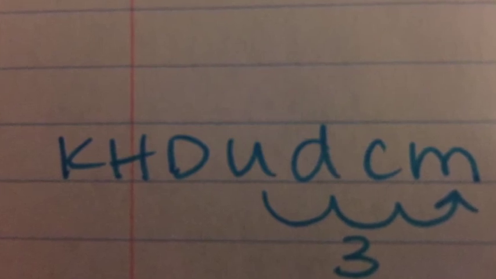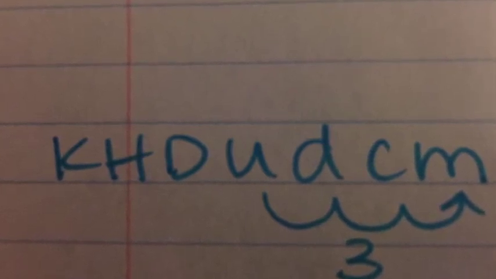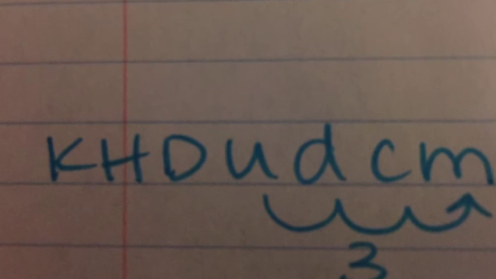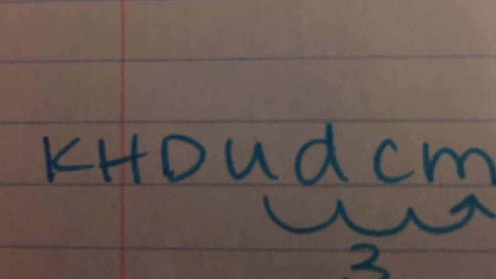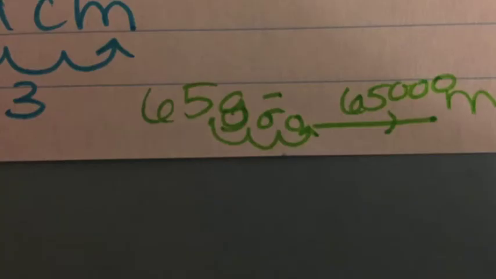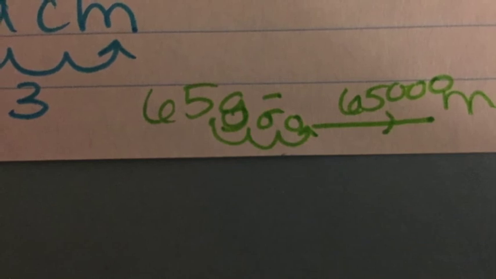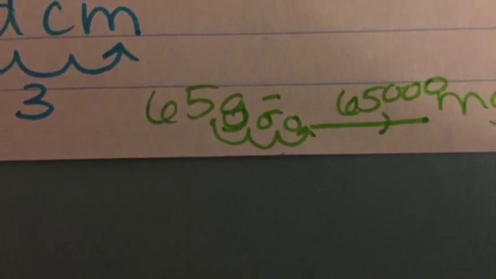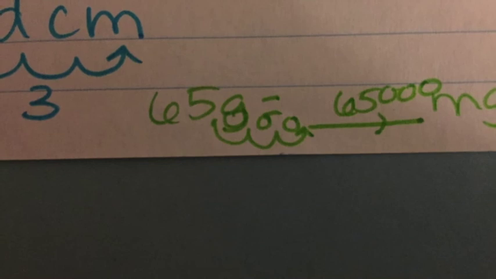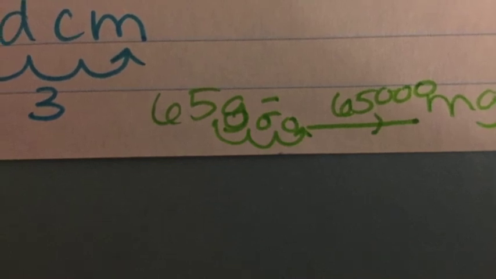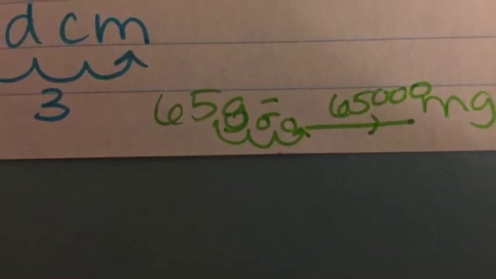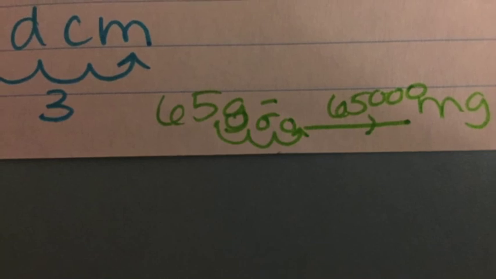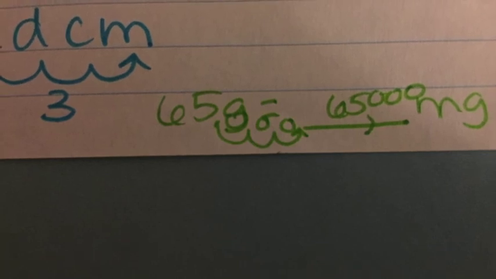Number 22, 65 grams equals how many milligrams? So grams is U, our base unit, to milligrams is our M, is going to be to the right 3 decimal places. 65 grams has a decimal place starting after the 5, and moving the decimal place 3 more spaces to the right opens up 3 more spaces for zeros. So we end up with 65,000 milligrams.